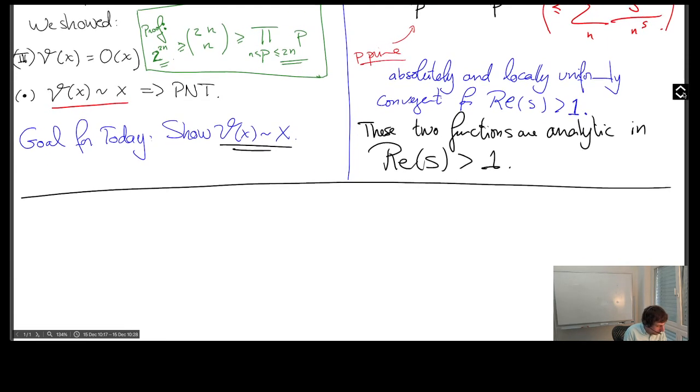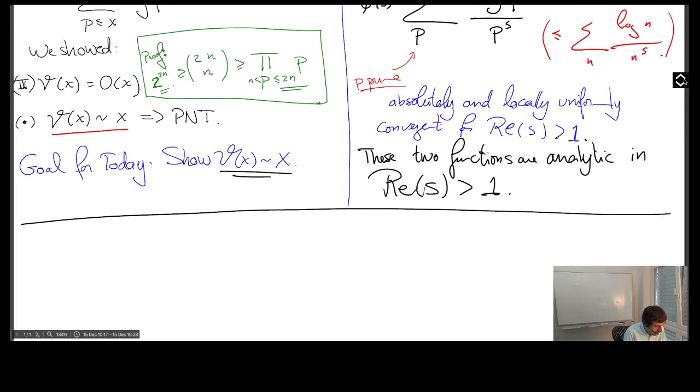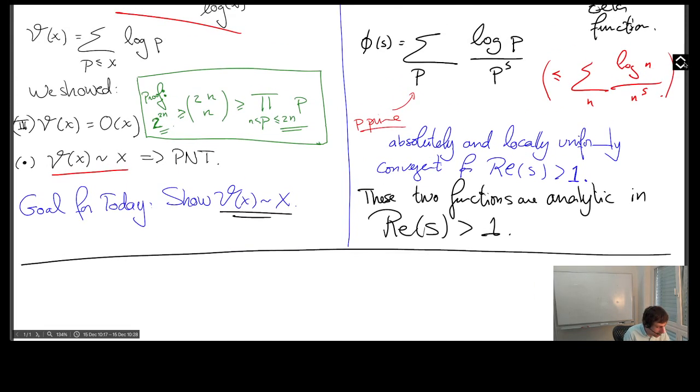Maybe it's easier to see here, because we did it for pi of x, but for v of x it is even easier. If you just take logs on both sides of this, say log base 2, you get 2n on the right, and on the left you get exactly the sum of log base 2 of p, which is exactly v of x, up to the constant that switches log base 2 to log base e.